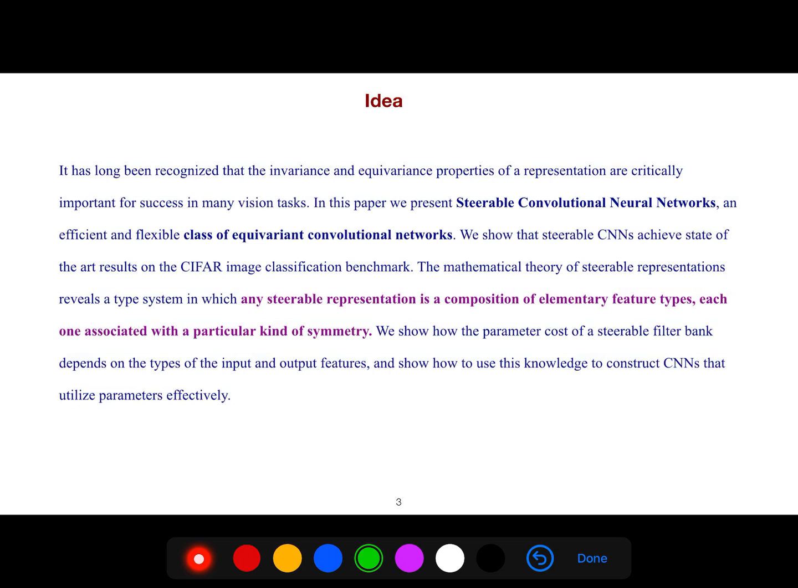We show that steerable CNNs achieve state-of-the-art results on the CIFAR image classification benchmark. The mathematical theory of steerable representations reveals a type system in which any steerable representation is a composition of elementary feature types, each one associated with a particular kind of symmetry. Of course, all of these definitions of steerability share the same idea that it's a composition of elementary feature types.